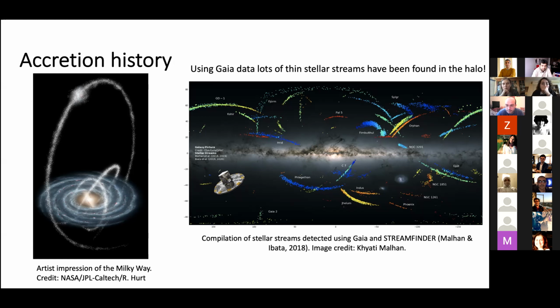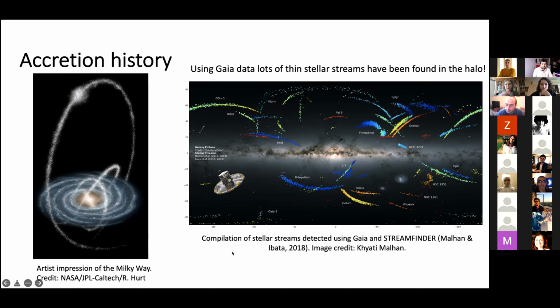And then we also are able to detect a lot of streams and substructure in the halo. Some of these streams, like for example Pal 5, will have formed from globular clusters, but some of them, the ones that have a higher velocity dispersion and a higher metallicity dispersion, probably formed from dwarf galaxies that were accreted, very small dwarf galaxies. So our job is to try and find these streams and then characterize these streams.